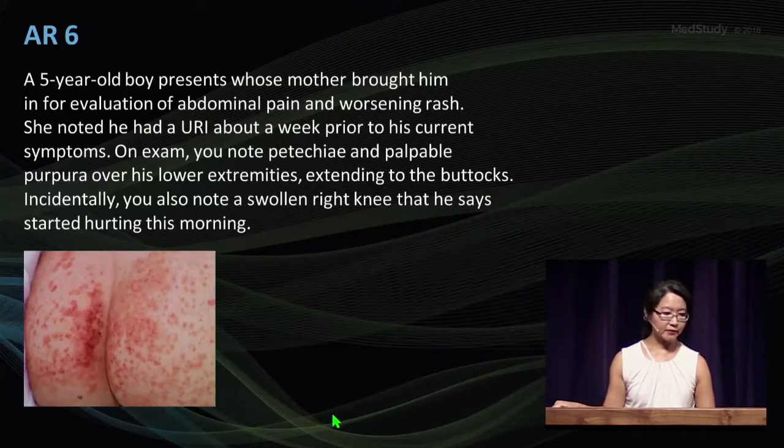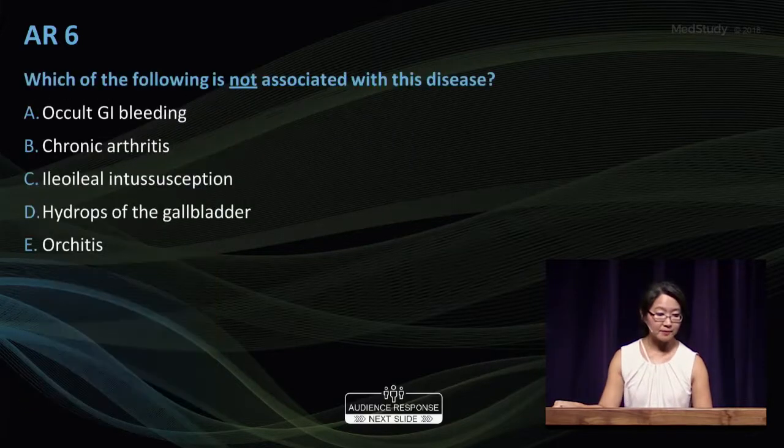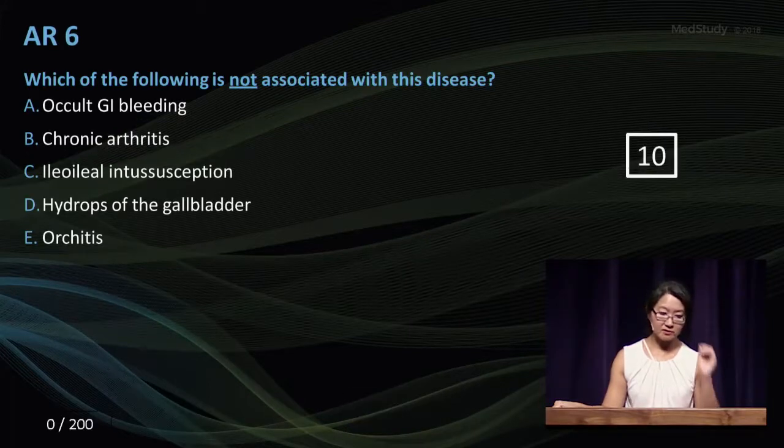So the next question for you. A 5-year-old boy presents with abdominal pain and worsening rash. His mom noted he had an upper respiratory tract infection about a week prior to his current symptoms. On exam, you note petechiae and palpable purpura over the lower extremities extending to the buttocks. Incidentally, you note a swollen right knee, and he says it started hurting this morning. Which of the following is not associated with this disease? Is it occult GI bleeding, chronic arthritis, ileo-ileo intussusception, hydrops of the gallbladder, or orchitis? Your answer, please.